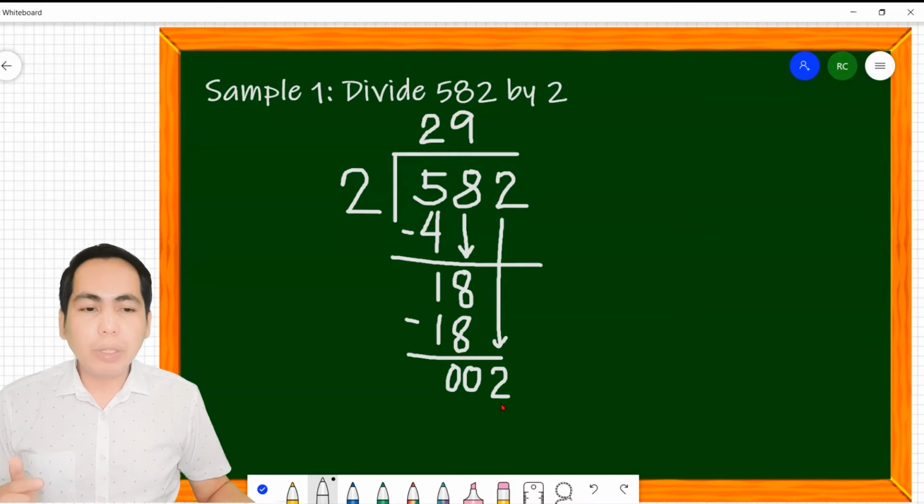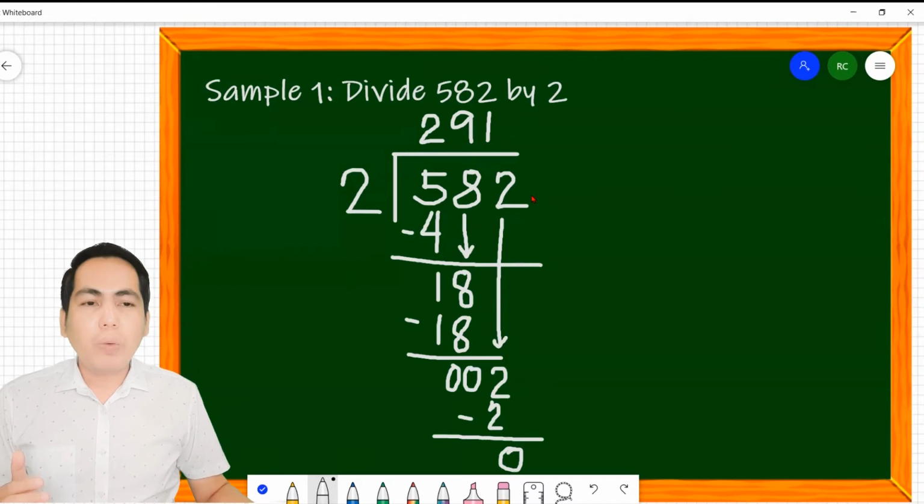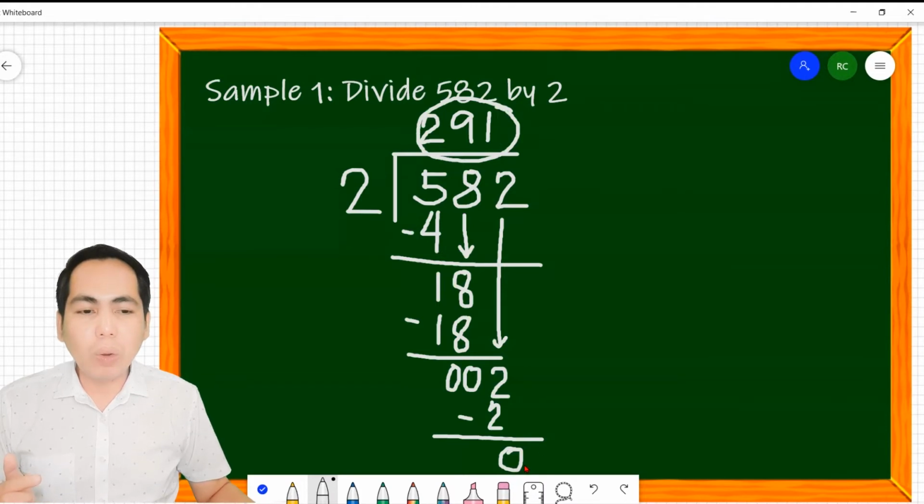After that, we can now divide this 2 by our divisor 2. So 2 divided by 2 will give us 1. 1 times 2 will give us 2. So 2 minus 2 will give us 0. Since we don't have any other digits to bring down, we are done with our division process. So in other words, when we divide 582 by 2, it will give us a quotient of 291 with a remainder of 0.